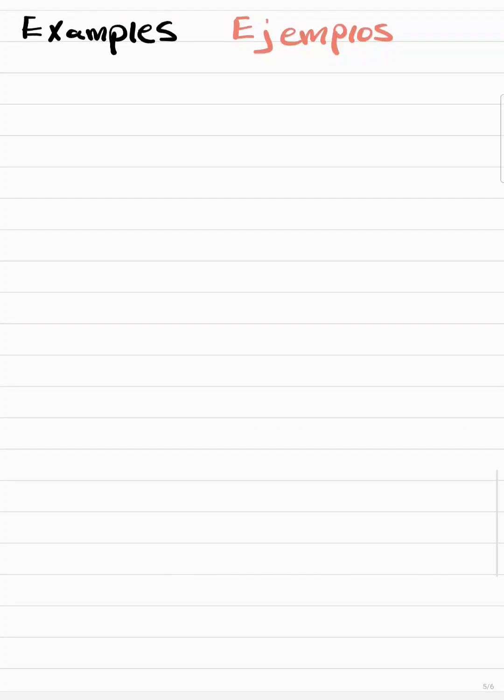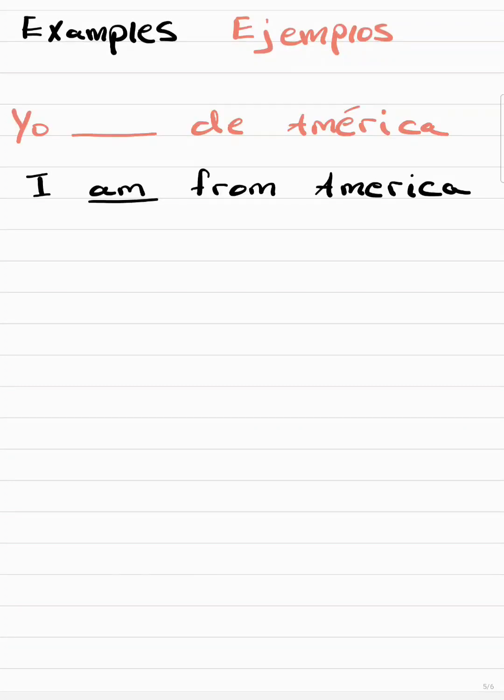And now we'll do some examples. So if we're talking about I am from America, so this is a place of origin, right? So we're going to use the verb ser. In this case, it would be yo soy de América.